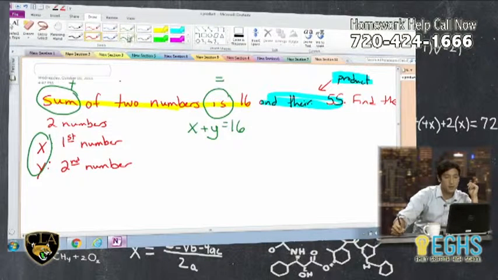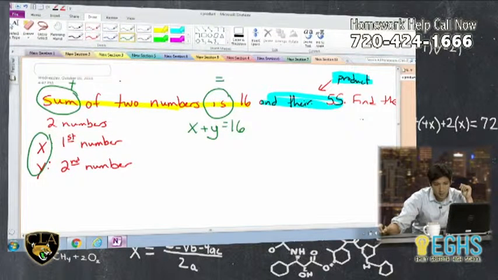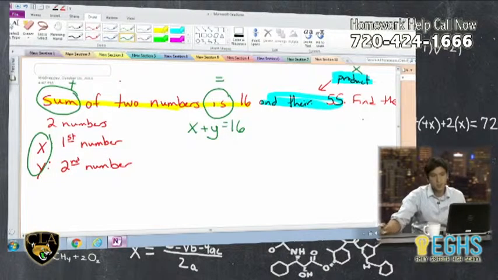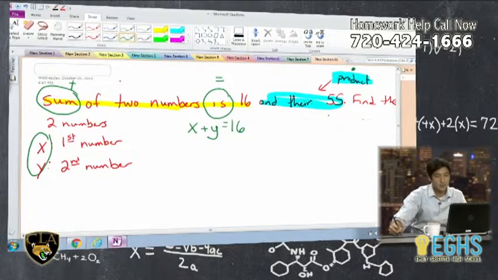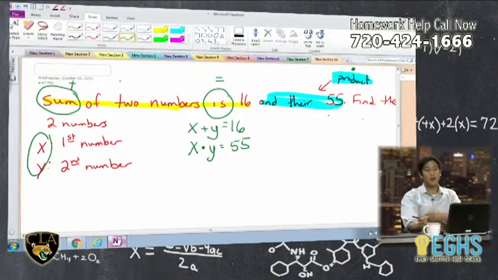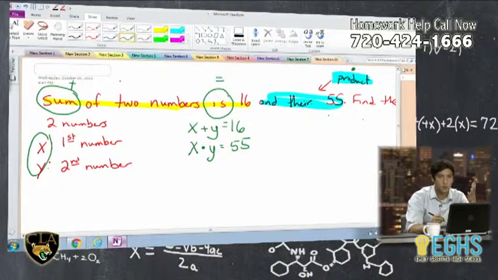So when we think of product, you should be thinking multiplication. I'm going to put a dot because I'm using x for multiplication, not that times symbol. Same idea: if x plus y is 16, that's the sum. Product is going to be x times y is 55. So now I have two equations and two variables, so I can solve this.